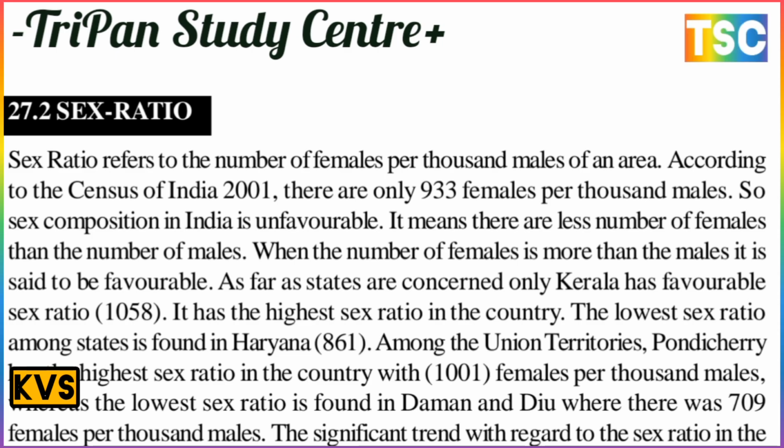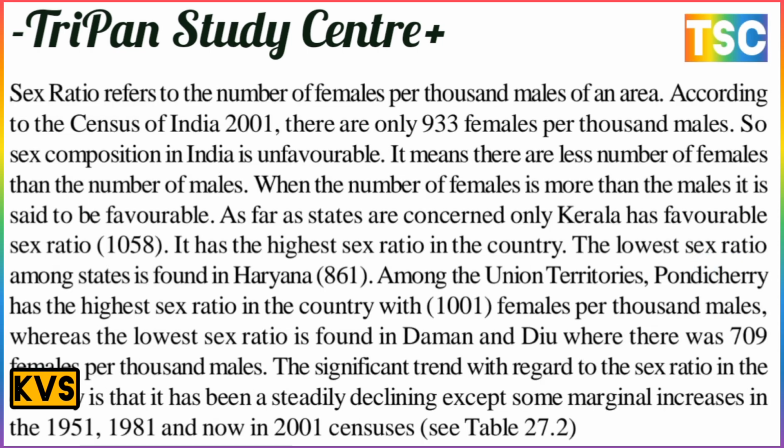The lowest sex ratio among the states is found in Haryana, only 861, according to the 2001 census. Among the territories, Pondicherry has the highest sex ratio in the country with 1001 females per thousand males, whereas the lowest sex ratio is found in Daman and Diu, where it was only 709 females per thousand males. This is the most important information here.